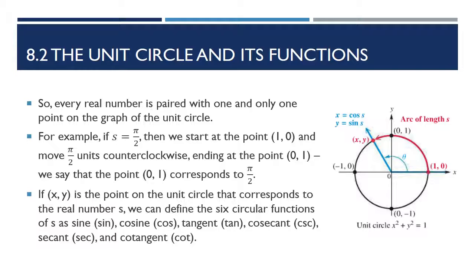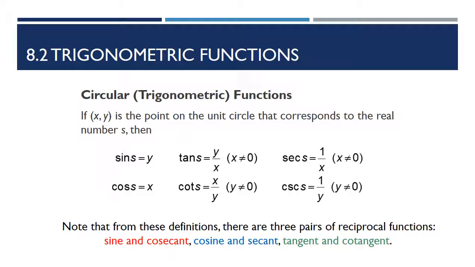If (x, y) is the point on the unit circle that corresponds to the real number s, then we can define the six circular functions of s as sine, cosine, tangent, cosecant, secant, and cotangent, and you see the abbreviations here next to the words. They are called circular functions because we are developing them based on the unit circle. The sine of s, the sine of that arc length, is y, the cosine is x, the tangent is y over x, the cotangent is x over y, the secant is 1 over x, and the cosecant is 1 over y.